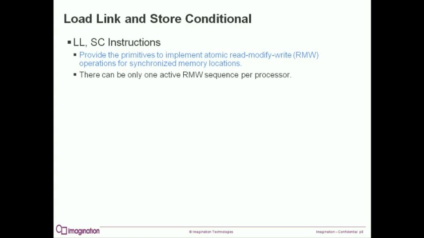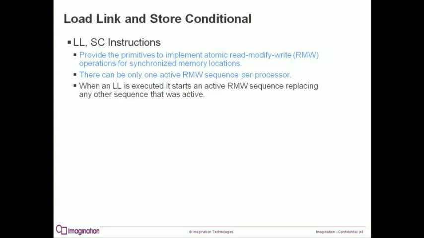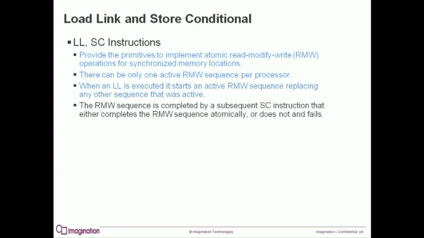You can have one active load link store conditional sequence at a time. If another load link is executed between the load link store conditional pair, the store conditional from the original pair will fail. The read modified write sequence is completed by a subsequent store conditional, which will either succeed in the store or fail depending on detection of conditions in between which may have caused the memory location to be altered.